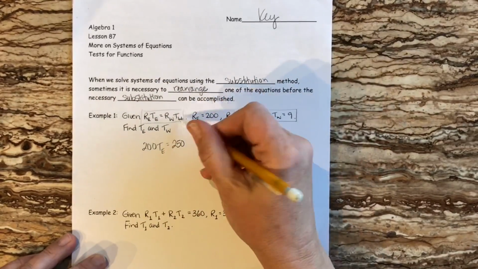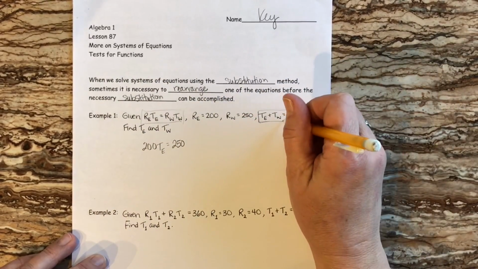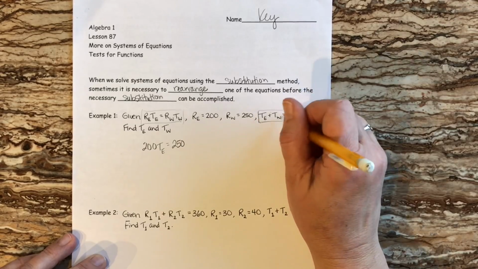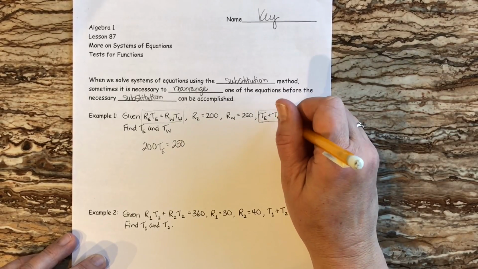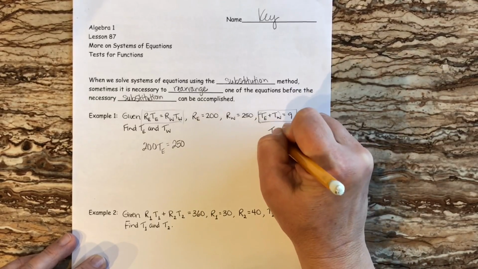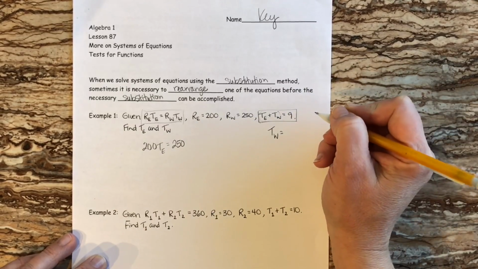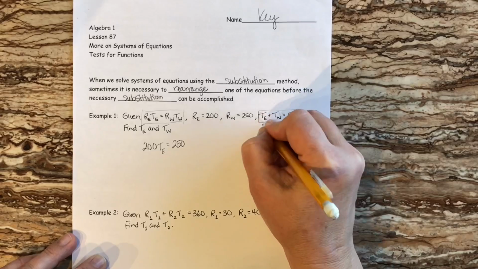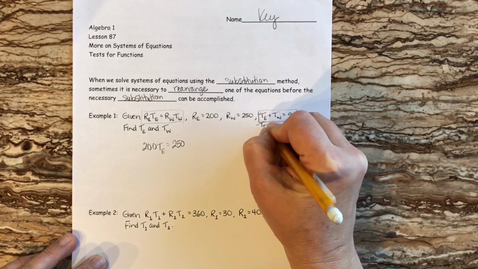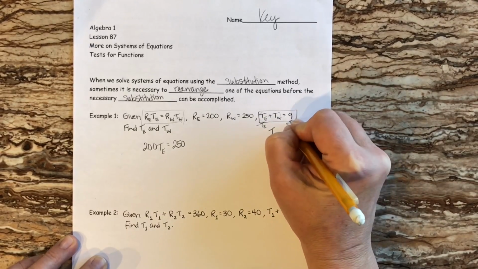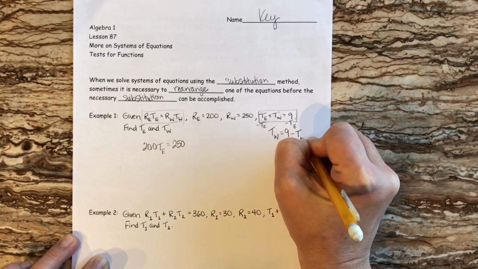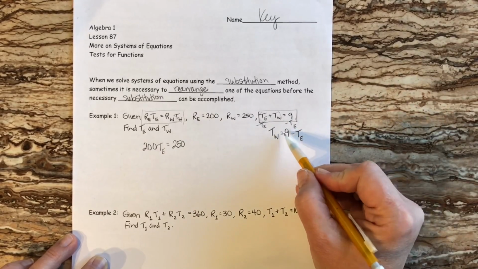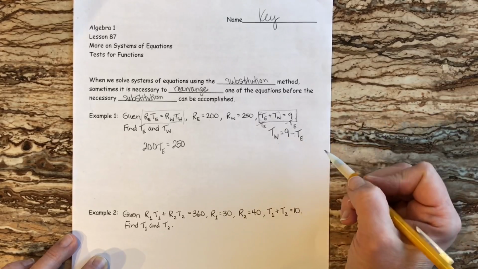Okay, now T sub W, we don't have a number for it. We have an equation, but this is an equation where it's T sub E plus T sub W equals 9. I'm going to make it so that it's T sub W equals something. So to get this to go over there, I'm going to subtract T sub E from both sides. Obviously, those are not like terms. So my new equation is T sub W equals 9 minus T sub E.